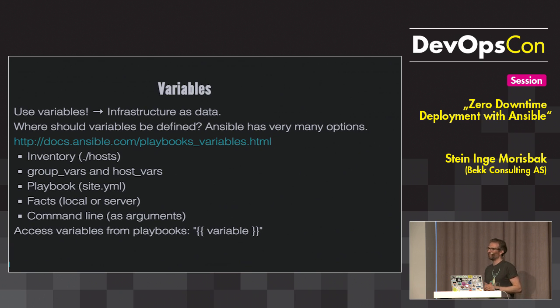And Ansible has very many options. You can read about it in the documentation. You can define it in the inventory, which is the host file, which defines all the hosts I have. You can use group vars and host vars. You can have it in the playbook itself. You can use facts. You can use local facts and remote facts. And you can also specify them as arguments on the command line. And many more. As you can see, you can also do it in the roles. And the way you access the variables is by using double curly braces and the name of the variable.